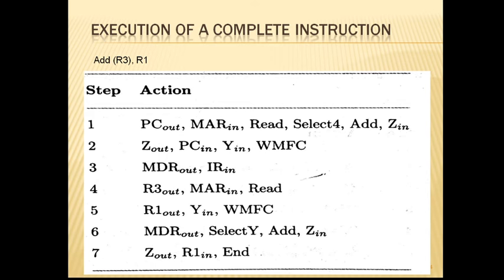So the contents of Z are transferred back to R1. Also notice that the end signal causes a new instruction fetch cycle to begin by returning to step 1. So whenever you write an end statement, it will initiate the execution of the next instruction. The control will again point to step 1, and it will start the fetch phase of a new instruction.